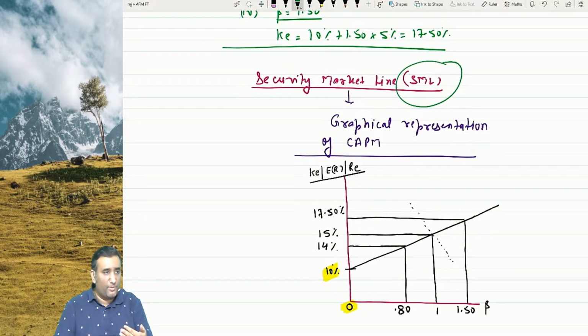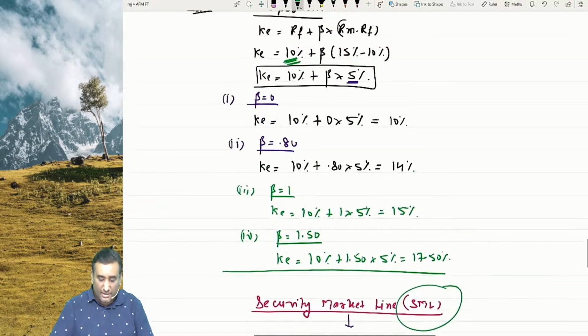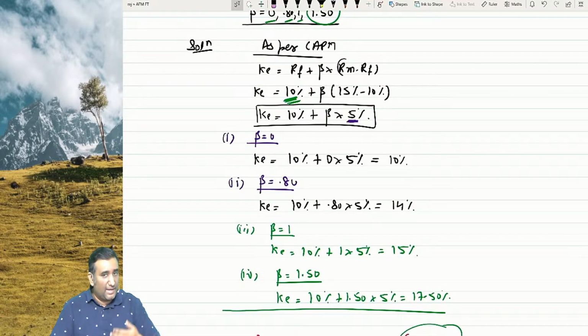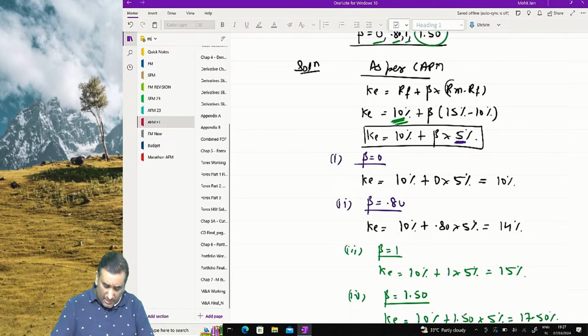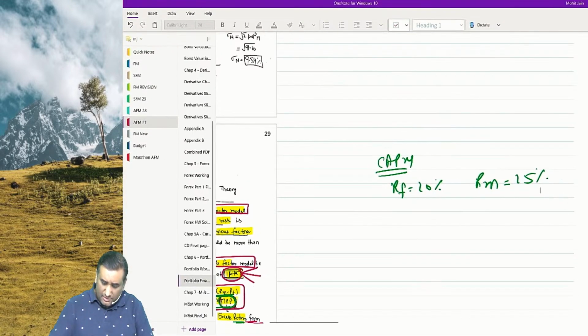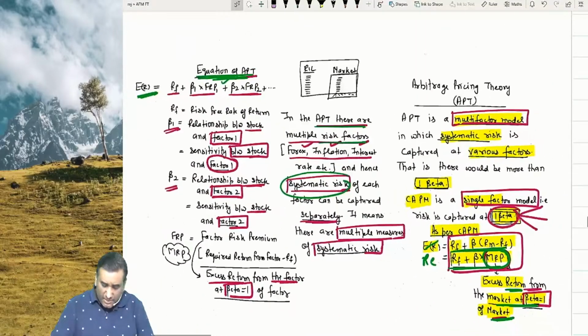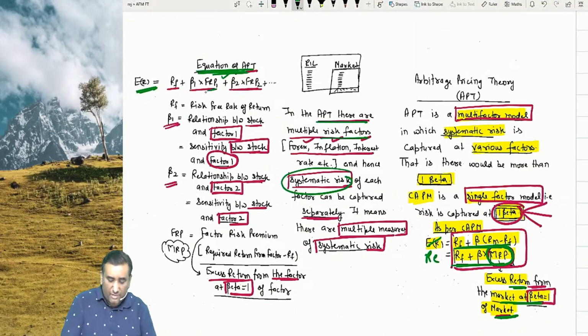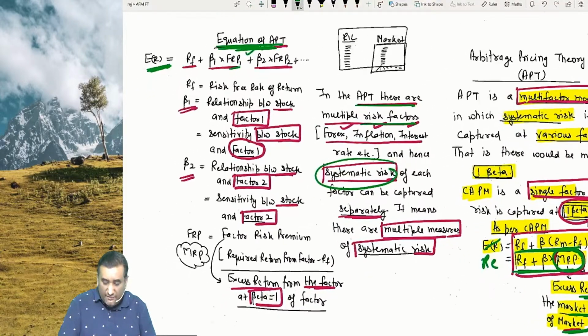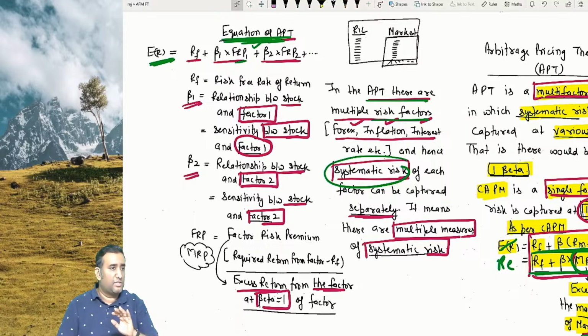Now the 5% you should be able to read. MRP is nothing but excess return from the market when the beta is equal to 1. As the beta increases, return would increase. Similarly, when I go back to the APT world, instead of the MRP, we speak of FRP. Exactly the same way I'll speak. What does beta show? In general language, beta shows the relationship between stock and market. So beta 1 will be the relationship between stock and factor 1, or a sensitivity between stock and factor 1. Basically, beta is a measure of sensitivity.